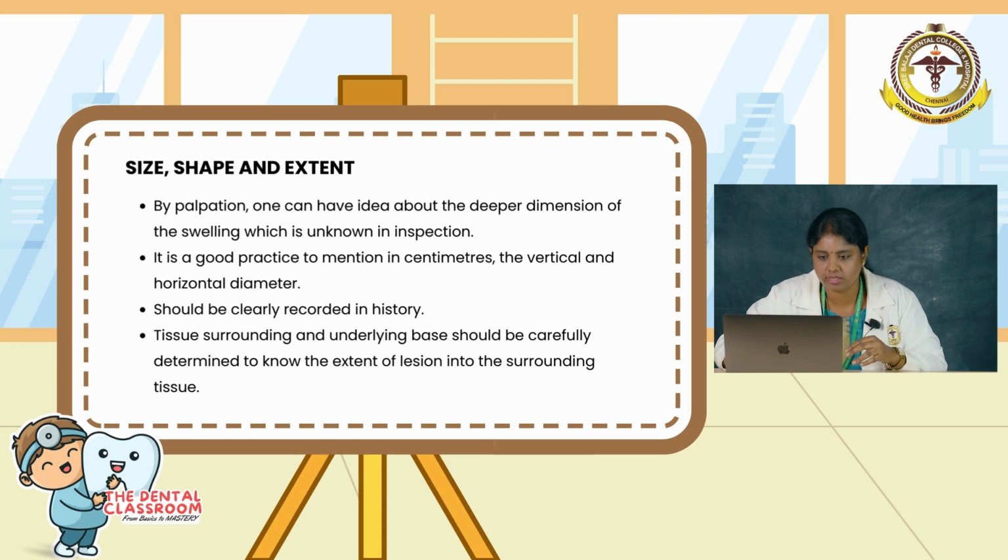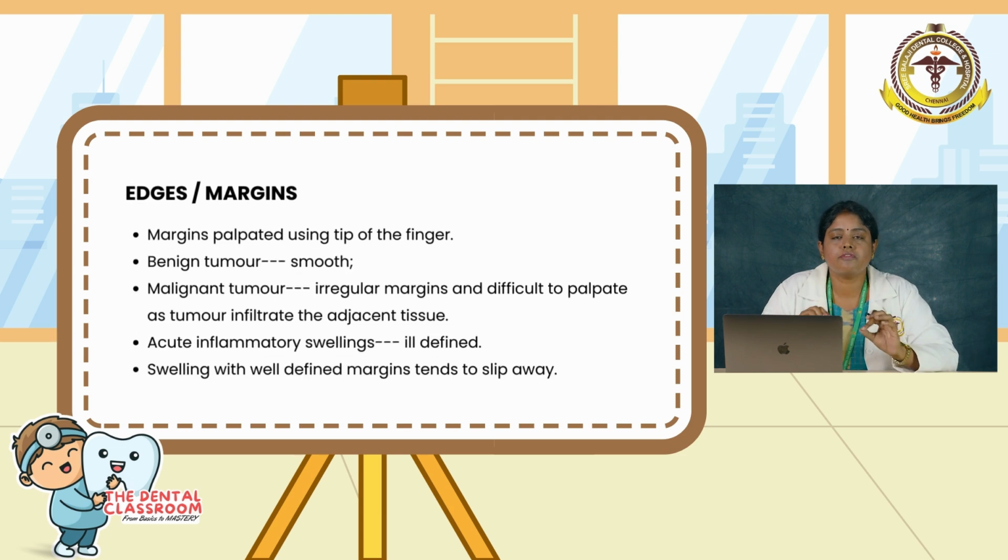Then you have to look for the edge or the margin of the swelling. What I am going to look at is whether the margin is well defined or ill defined. A well defined margin will be there for any benign tumors. Benign swellings or growths will have well defined margins. Ill-defined margins will be there for any inflammatory swellings. In all acute inflammation, it goes to the spaces of the skin. So there you will have very ill-defined margins.